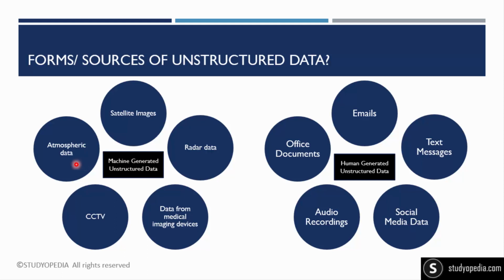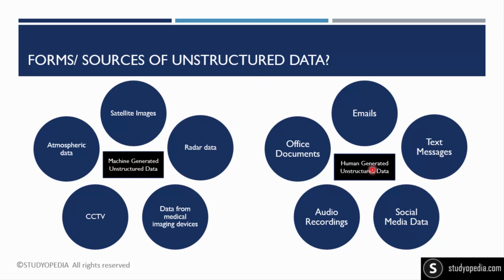All these come under atmospheric data, and it's in the form of unstructured data. Last would be your radar data. With radar data, you can see the live tracking of weather, and the live tracking of flights comes under radar data. That is also an unstructured data form.